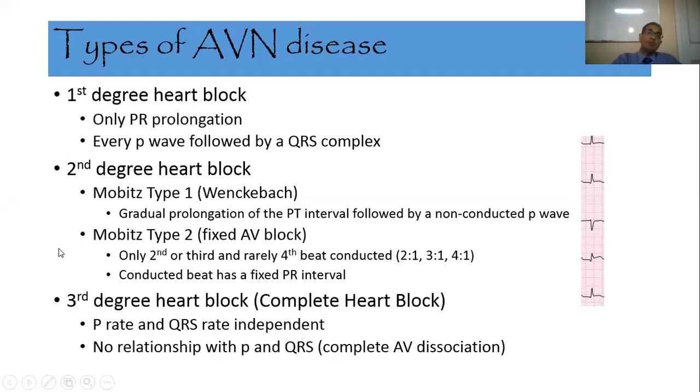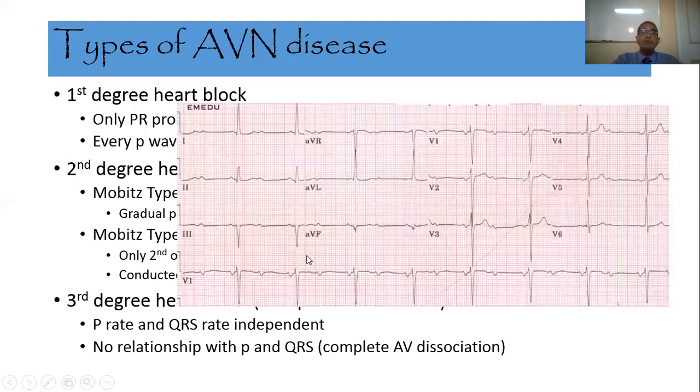In Mobitz type 2, this is a fixed block. That means some beats are conducted, some beats are not conducted. Generally you see something called 2-to-1, 3-to-1, or 4-to-1 block, depending on which beat is conducted. You might have the second beat or third beat or fourth beat conducted, and as I said, the PR interval is fixed. Here you have a situation where the first beat is not conducted, the second is conducted, so it is a 2-to-1 block. You can see the PR interval in each of these is exactly the same, so there is a fixed block. Okay, that's type 2.